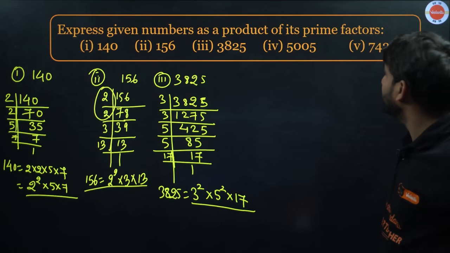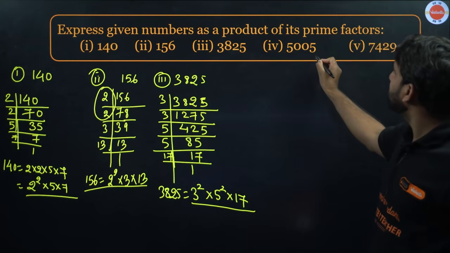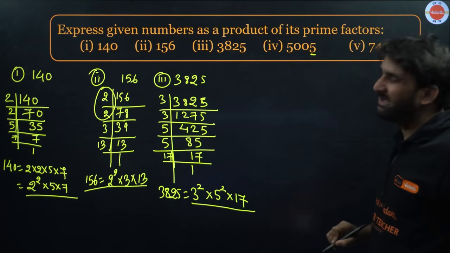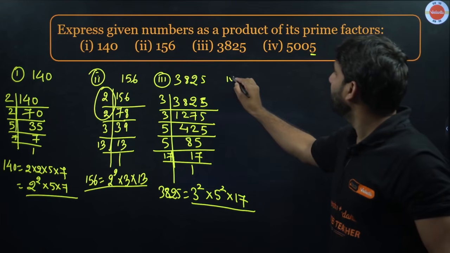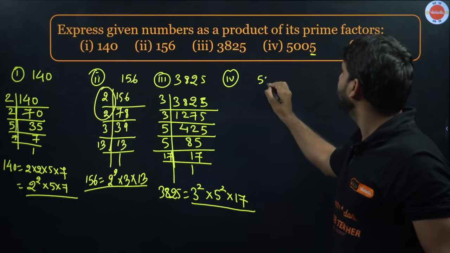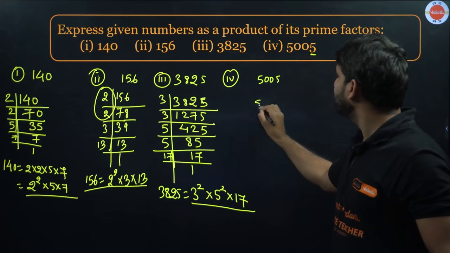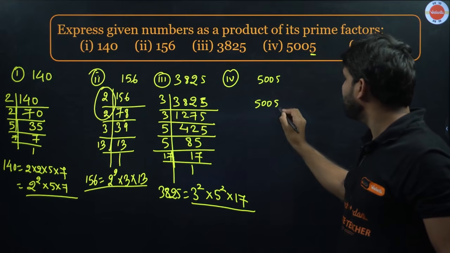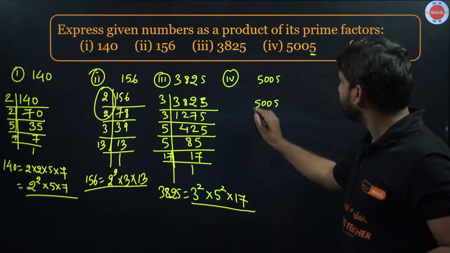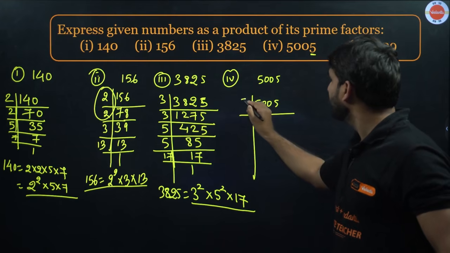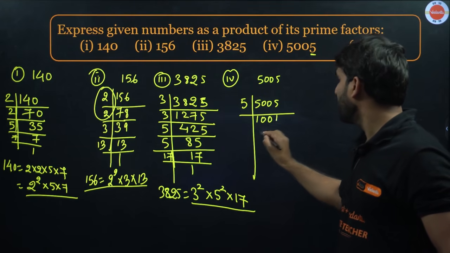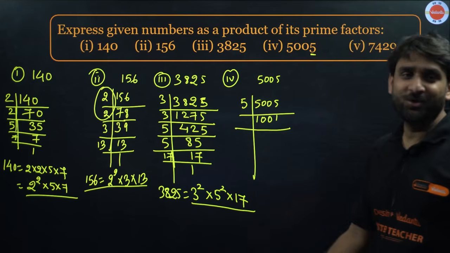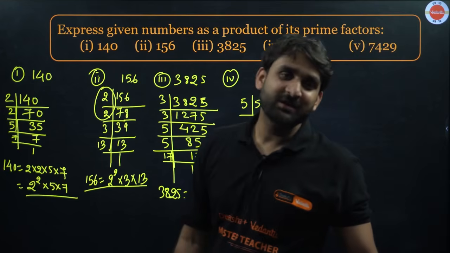5005. If this number is divided by 5, it is sure that 5 will divide it, because the unit place is 5. So let's check it once. 5005 divided by 5 gives 1001.